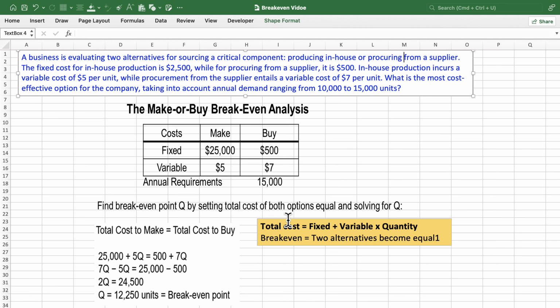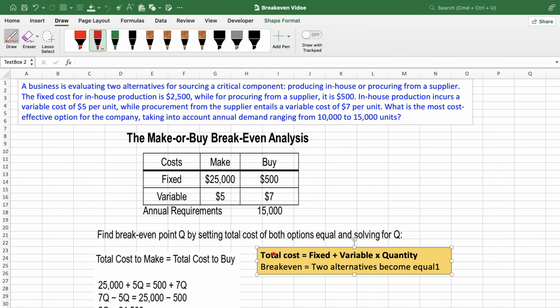So for cost, we'll be using this formula, which is total cost is equal to fixed cost plus variable cost multiplied by quantity. And variable cost is always given per unit. So this is $5 per unit. Similarly, this is $7 per unit. Therefore, total cost becomes fixed cost, that's $25,000, plus variable cost multiplied by quantity. Whatever the quantity is, we'll be using that.